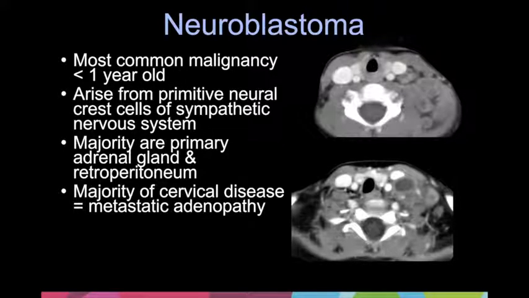Here we see two different patients with left-sided cervical adenopathy, one with heterogeneous enhancement within the lymph nodes, and one with frank necrosis simulating a cystic lesion.